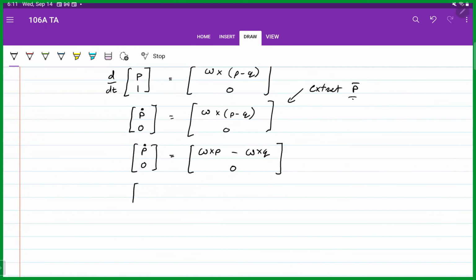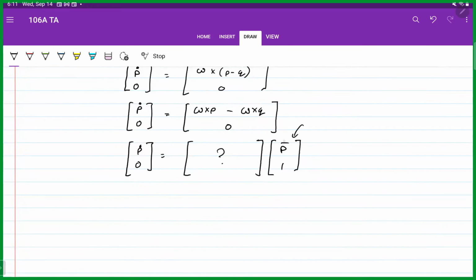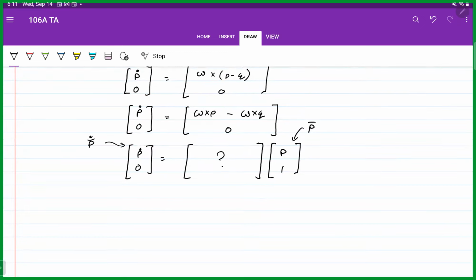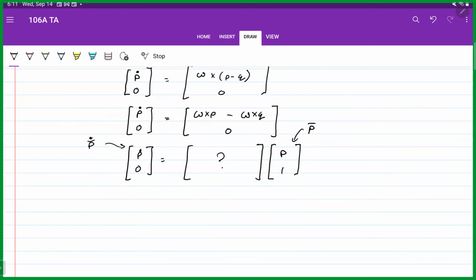So let's try to figure out how we do that. P dot, 0 equals some matrix times P bar, with a 1 underneath, our point in homogeneous coordinates. Oh, whoops, that's just meant to be a P bar. And then this whole thing is P bar dot. Do we have any questions about our setup up until this point?